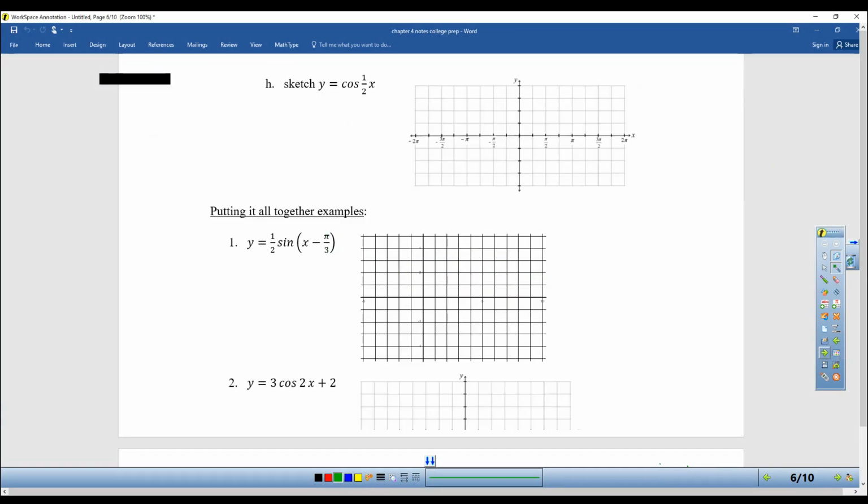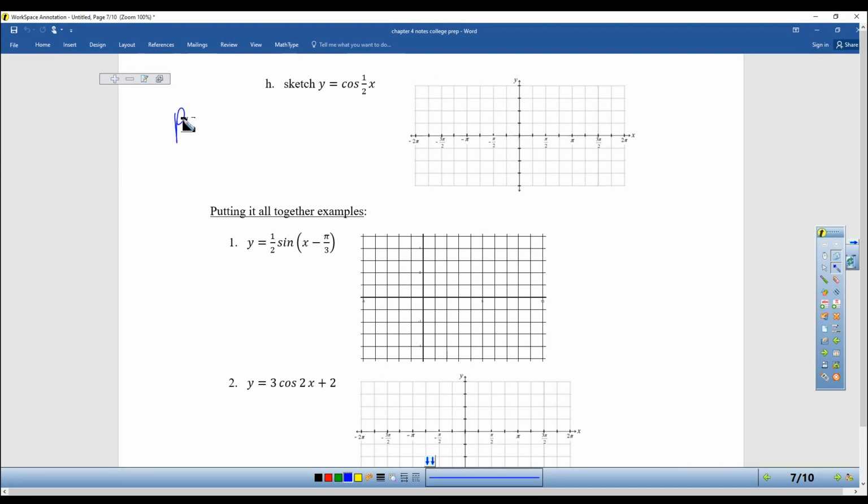All right, let's try one more of those. Cosine of half x. So this one's going to go slow because it's only going at half speed. You can think of it where this one was going at three times the speed. So again, my period is normally 2 pi. And I'm going to do 2 pi divided by this number, divided by 1 half, which is flip and multiply. So 4 pi.